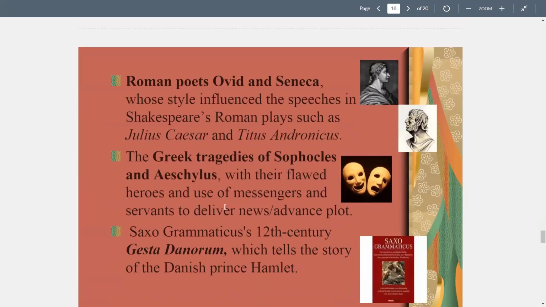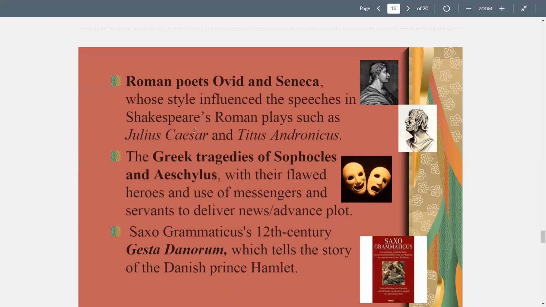The Roman poets Ovid and Seneca influenced the speeches in Shakespeare's Roman plays, such as Julius Caesar and Titus Andronicus. The "Et tu, Brute" that we all know from Julius Caesar being stabbed and accusing his friend Brutus of joining in with them, like, "and you too, Brutus," that's purely Shakespeare. We don't know that Caesar ever actually said that when he was stabbed.